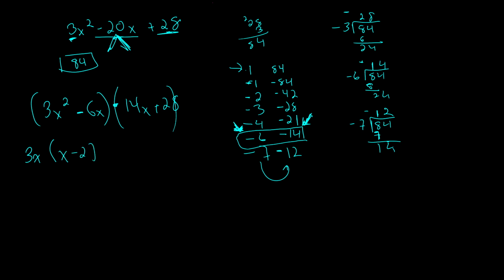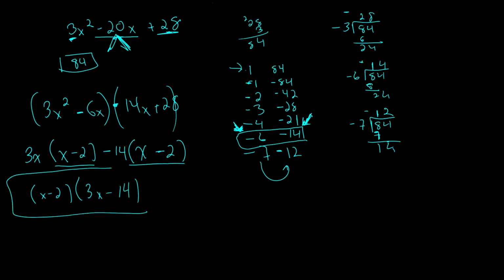Right? This has a 3x, and this has a 3x. Both of these have a negative 14. So if I pull out a negative 14, that leaves me with x and negative 2. Now if I did my job right, the things in the parentheses should be the same. And so I'm going to pull out an x minus 2 to the front, and that leaves behind a 3x minus 14. And I found my factors. And that's the AC method.